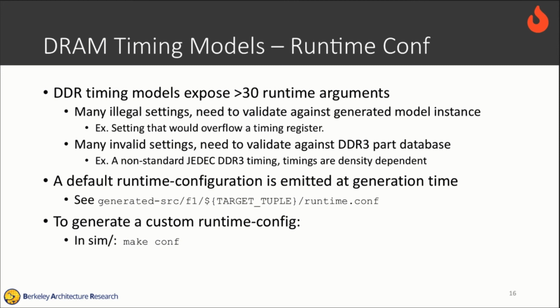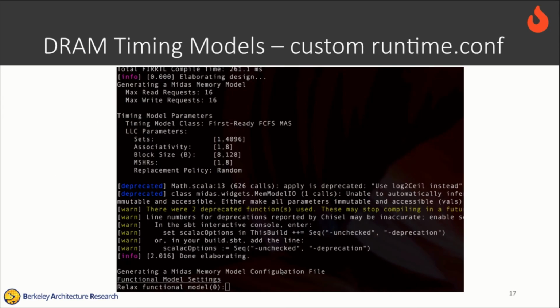That covers most of this. But the key thing here is, like I said, there's going to be a default runtime configuration with all the plus args that sits in generated source, F1, target tuple, and target tuple is that tuple of design, target config, platform config. But if you want to generate a different runtime.conf, you can type make conf with the same tuple. So this is a video. Hopefully it works.